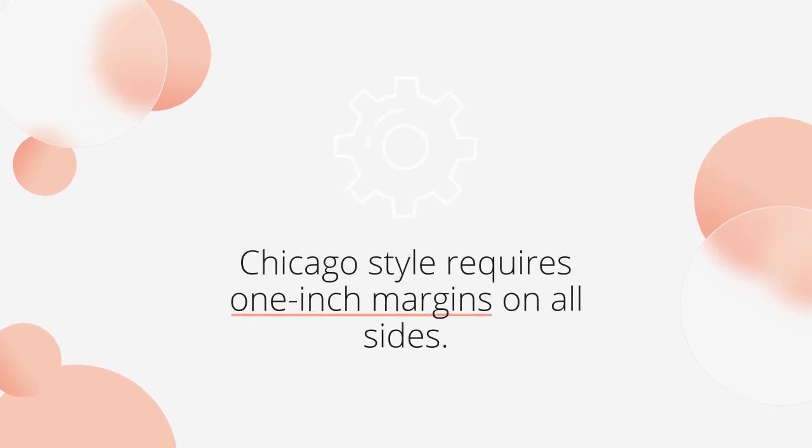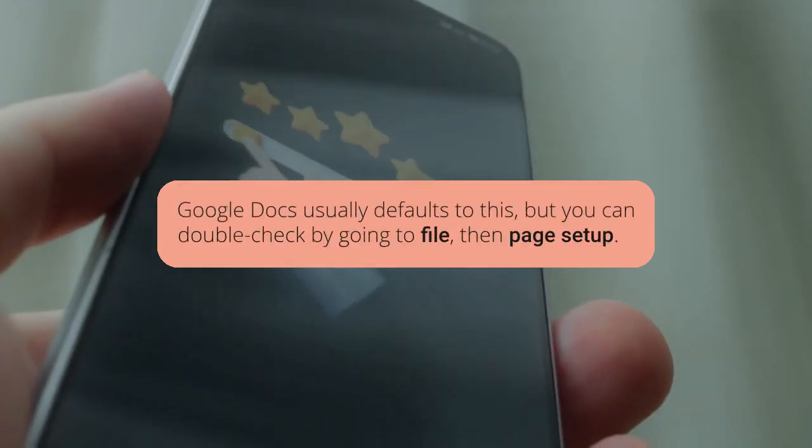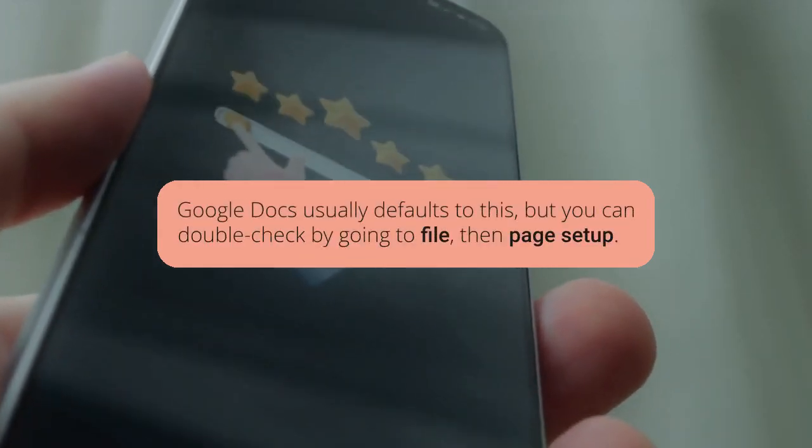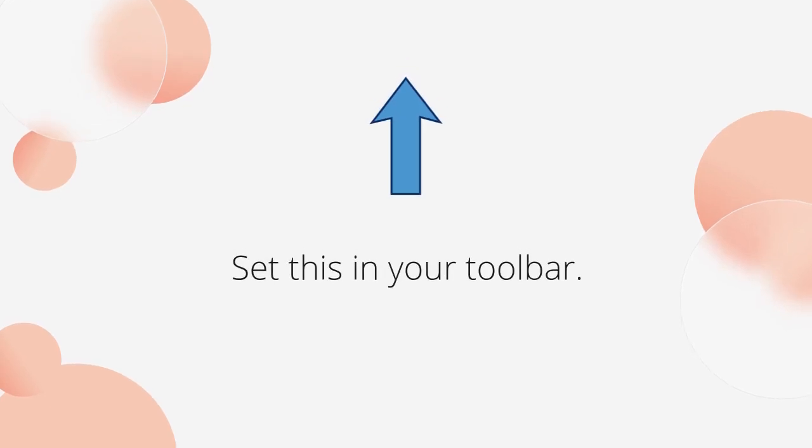Chicago style requires 1-inch margins on all sides. Google Docs usually defaults to this, but you can double-check by going to File, then Page Setup. The standard font is a readable one, like Times New Roman, in 12-point size. Set this in your toolbar.